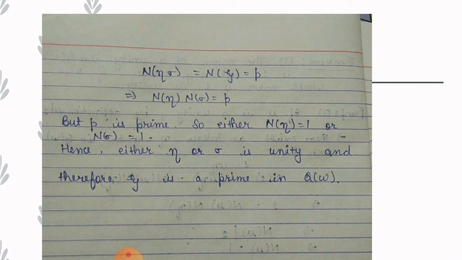So norm of eta sigma is equal to p, because we know that the norm of alpha beta is equal to norm of alpha into norm of beta. Using this, we get norm of eta into norm of sigma is equal to p, that is a prime. Since p is a prime, either norm of eta is equal to 1 or norm of sigma is equal to 1. Hence either eta or sigma is a unity, and therefore xi is a prime in Q omega.